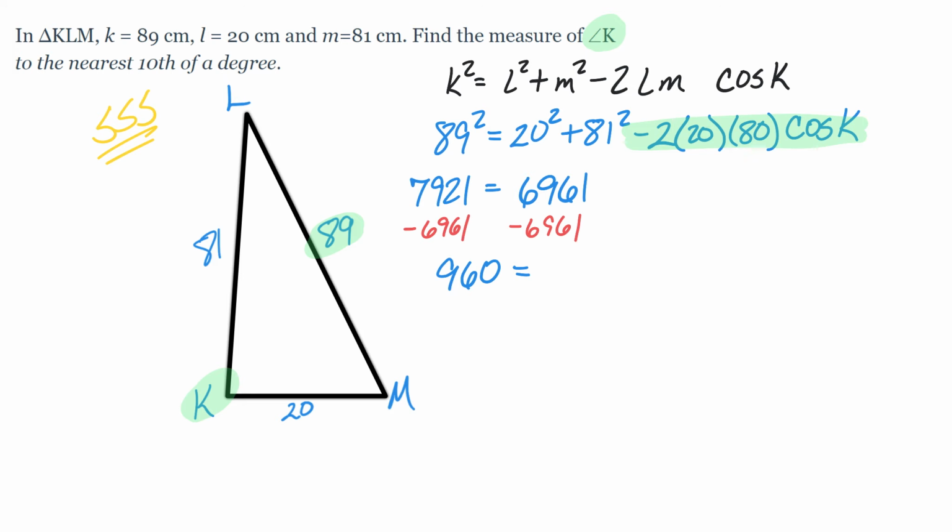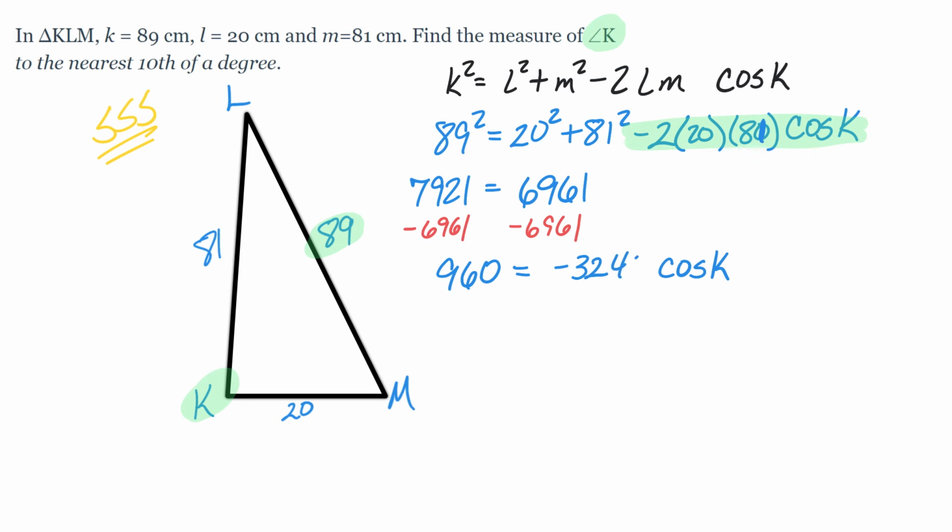And now I'm going to do what was highlighted in gray all at one time. That's negative 2 times 20 times 80. And that is negative 3,200 cosine K. So what I need to do, oh, I put 80. This should be 81. So that changes things. Negative 2 times 20 times 81 is 3240. So it's negative 3240.